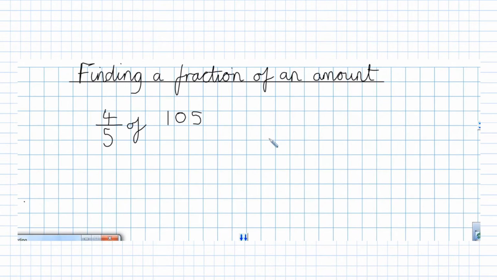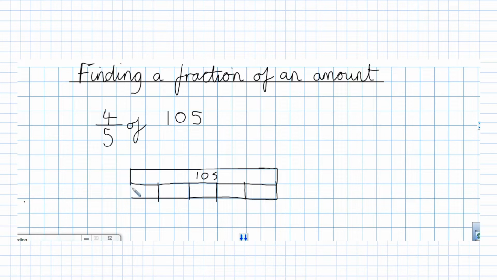For this next question, I just want to review finding a slightly more complicated fraction of an amount. 4/5 of 105. So in this case, we might not be able to do the calculation in our head because it's not in our times table facts that we know. So we've got 105. Again, you don't need to draw this bar model. You absolutely don't. Just draw it if you want to. Really, you should be doing the written method rather than the bar model. This is just to show you and remind you what we're doing.